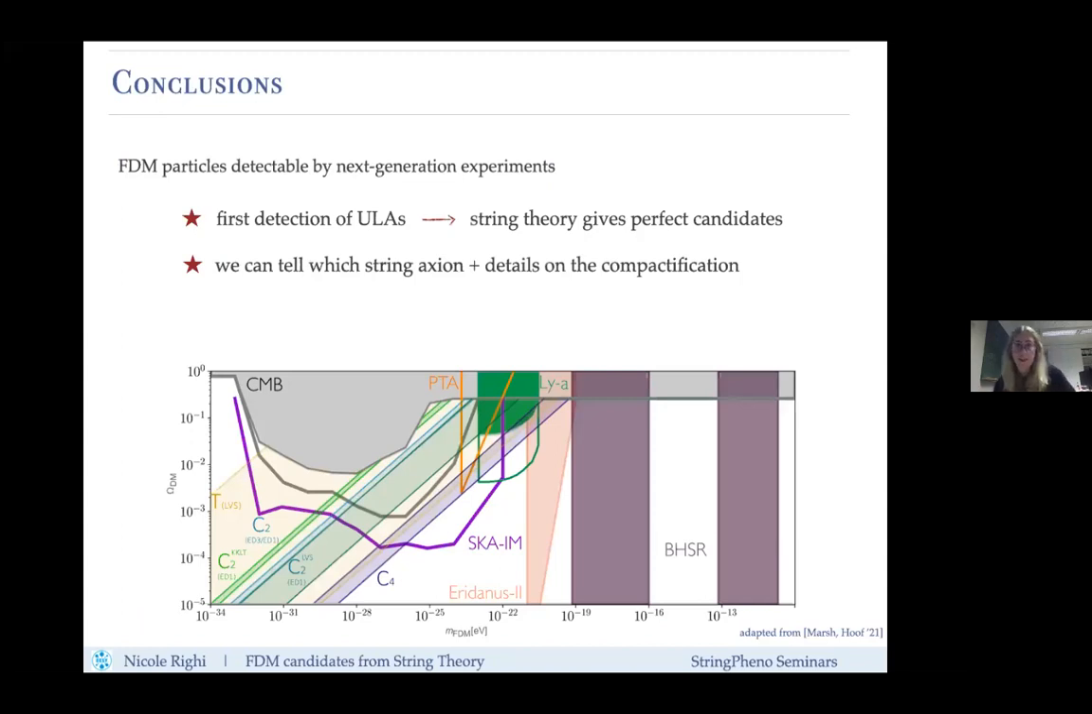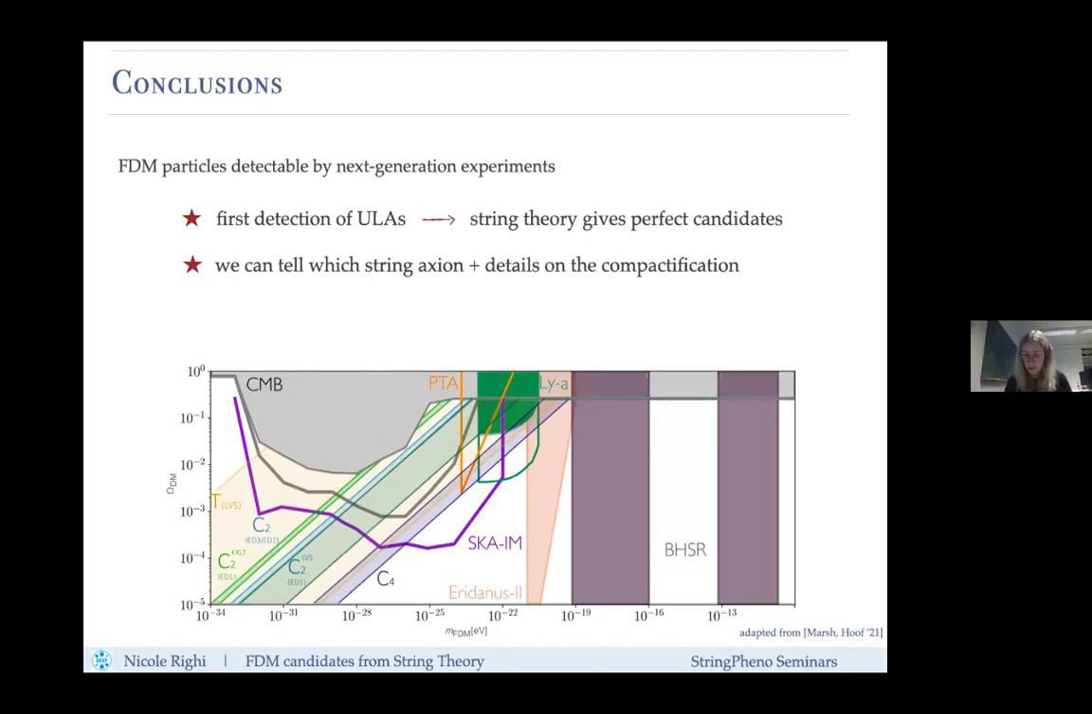Okay, so finally, we can go back to the plot that I showed you before, and now we can understand it better. These are all our predictions for the string axions behaving as fuzzy dark matter candidates. These are all the bands that have been studied already. The solid ones are the exclusion bands, so these experiments didn't find anything so far, but the ones with only the contour are the next generation experiments. The very interesting thing is that our prediction overlaps with all these regions. So if a fuzzy dark matter particle is detected, this can be the first detection of an ultralight axion.